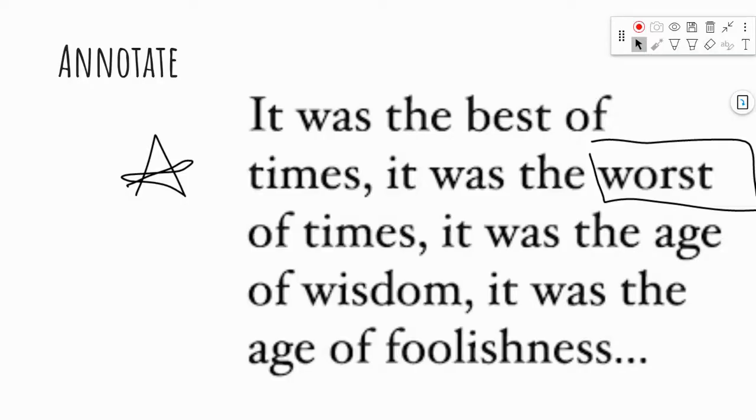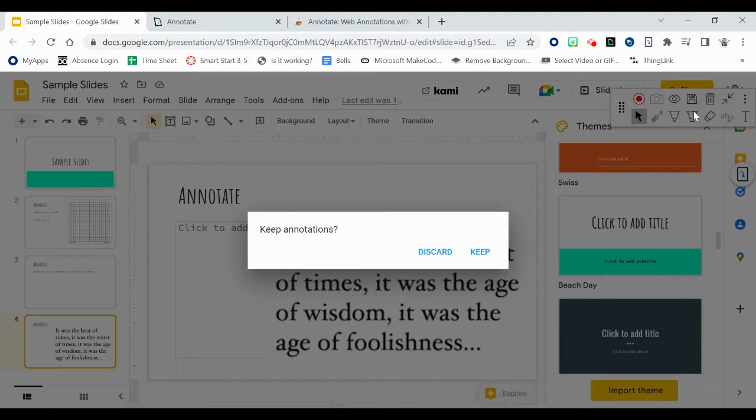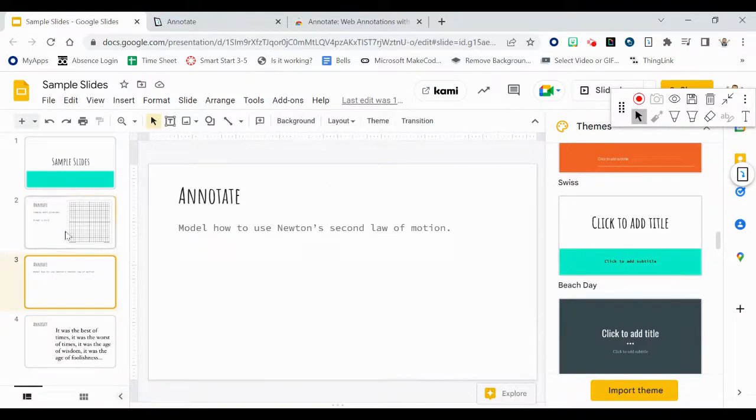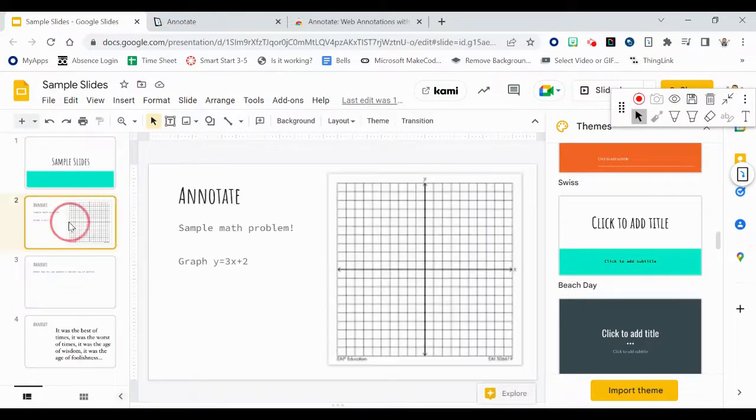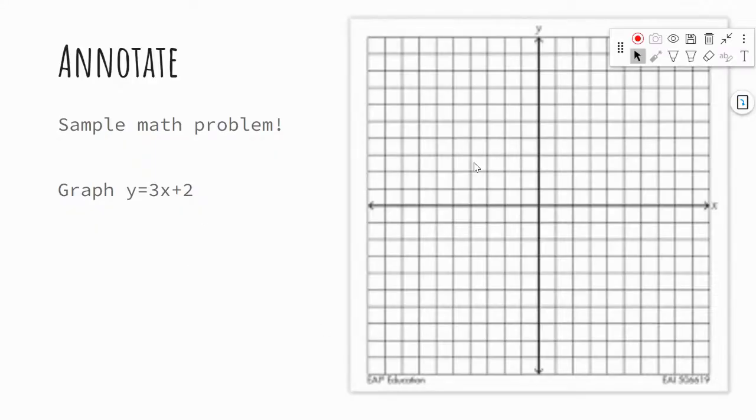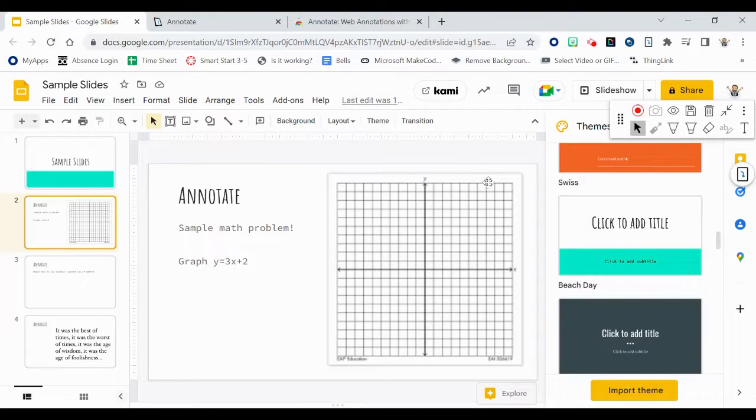You could hit got it, and then you can exit your slideshow, and it's going to ask you if you want to keep or discard. So keep, they stay there. If I hit discard, they go away. So I see they're not on my slides. So if I'm going to do this next period, I could just launch my slideshow, and I could do it all fresh, modeling for my students.